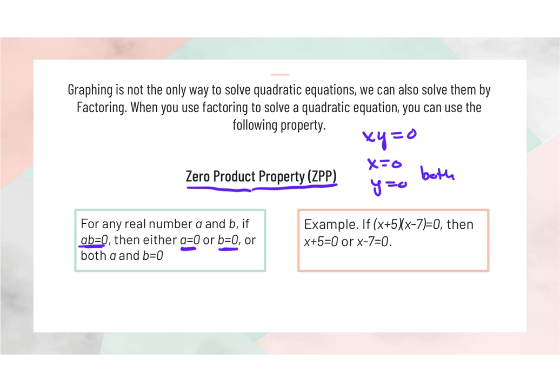So now if I expand that, if I've got (x plus 5) times (x minus 7) equals 0, then either the first thing equals 0 or the second thing equals 0.